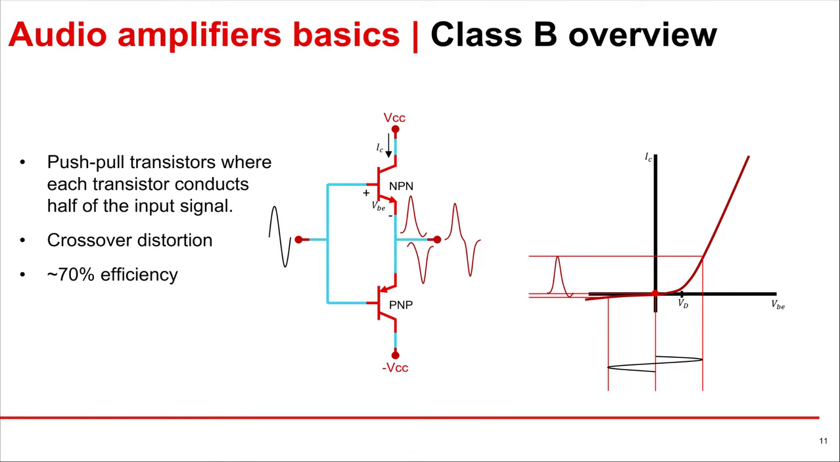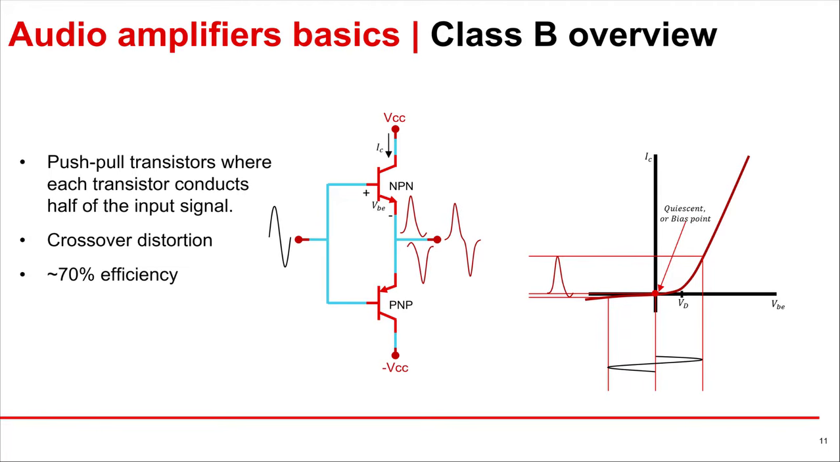Next, let's discuss the Class B amplifier. Class B intends to solve the efficiency problems of Class A. Class B amplifiers utilize a complementary pair of transistors where each transistor conducts one half of the input signal. In this configuration, the input signal itself is responsible for turning the transistors on. Another way to say this is that the transistors are biased at 0 ICQ. This effect greatly improves the efficiency of Class B relative to Class A.